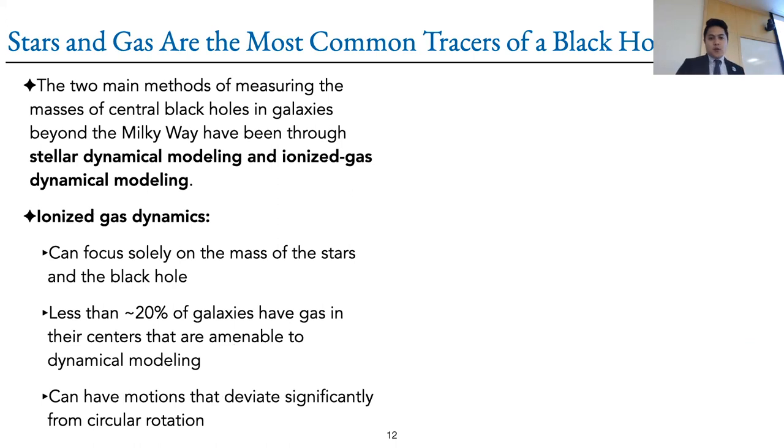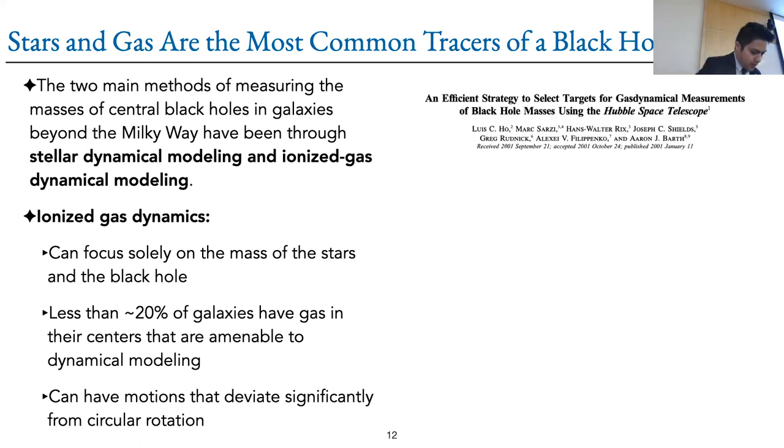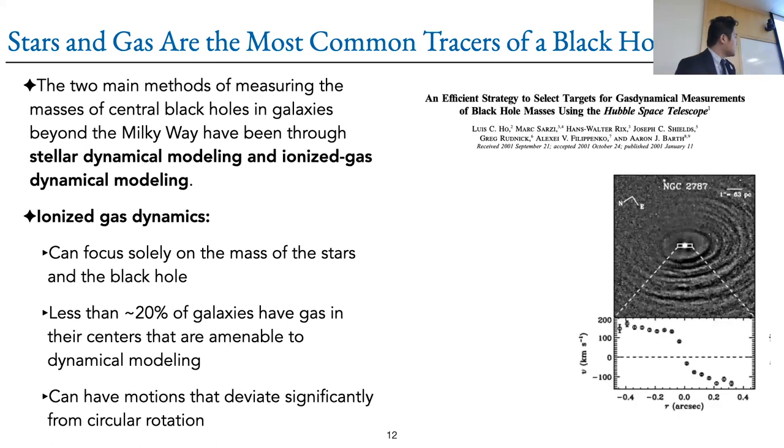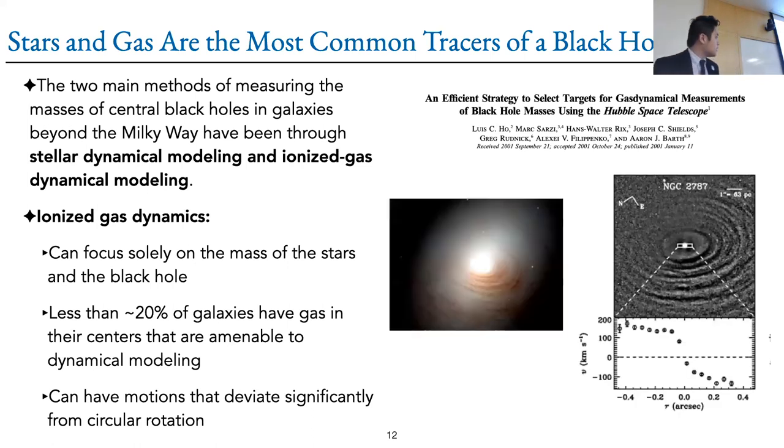And then the other method, like I said, has been with gas. About 20 years or so ago, there was a paper that showed that some of these galaxies have a nice round, smooth disk of dust around their centers that some fraction of the time will have gas that's participating in roughly coherently rotating motion that can be used to constrain the mass of the black hole.